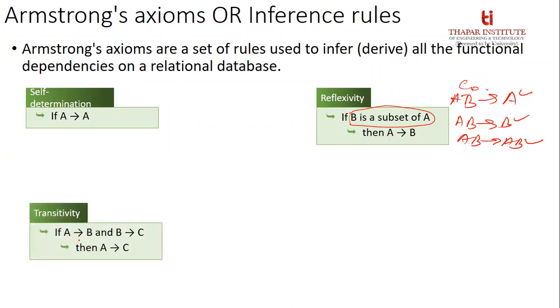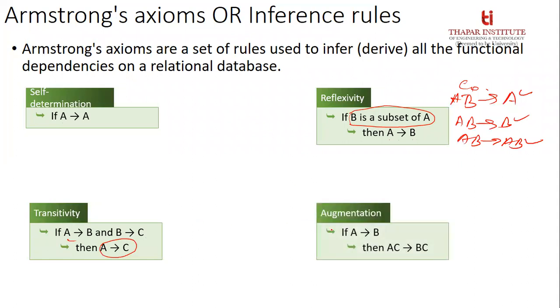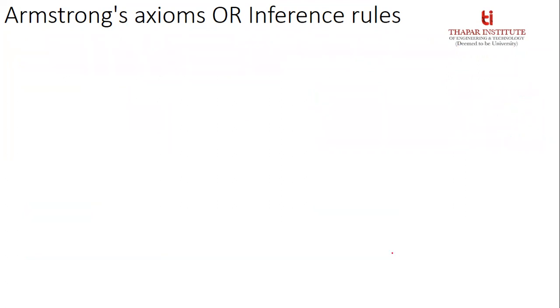Okay, next is transitivity. If A is determining B and B is determining C, then we can identify a new dependency based on this inference. A tends to C. Okay, so this is transitivity. Augmentation we have seen. A tends to B, then AC tends to BC. It means we can add C here, and then we can also add C at the right side, so that dependency will also be present. So this is augmentation.